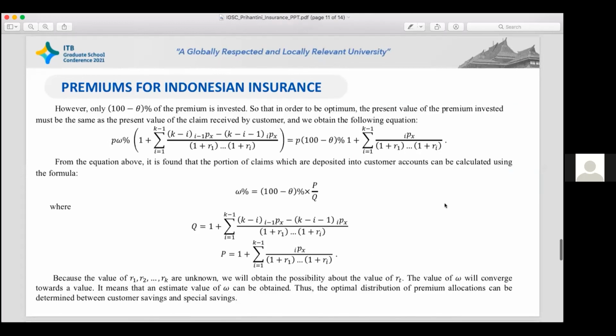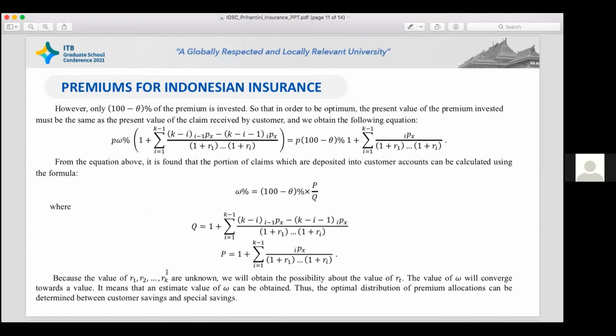However, only 100 minus theta percent of the premium is invested. So in order to be optimum, the present value of the premium invested must be the same as the present value of the claim received by the customer. We can obtain the following equation, and from the equation is formed the portion of claims deposited into the customer account, which can be calculated with omega percent, with T equal to this formula, and Q equal to this formula.